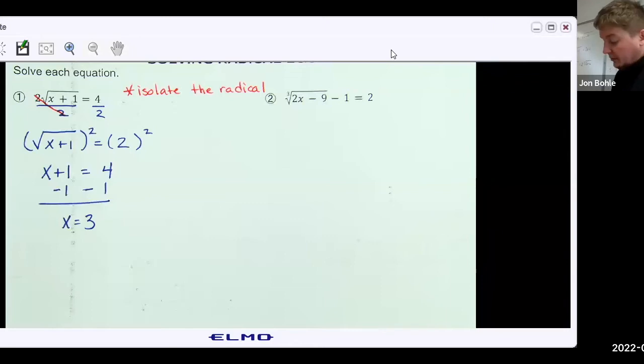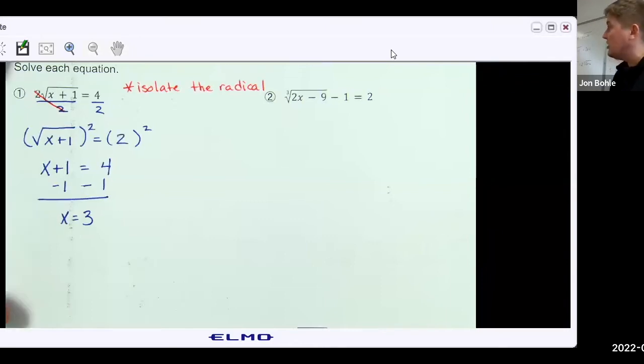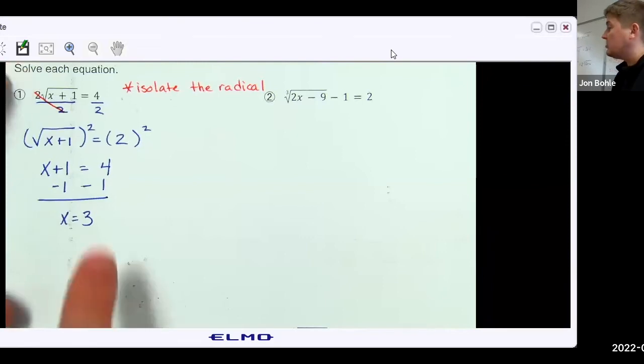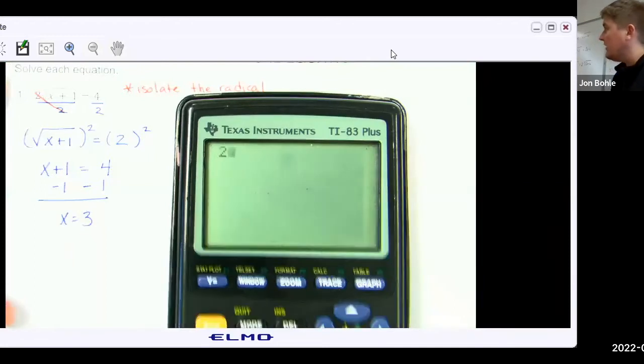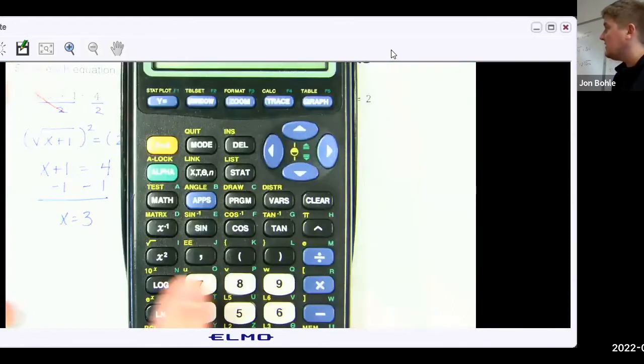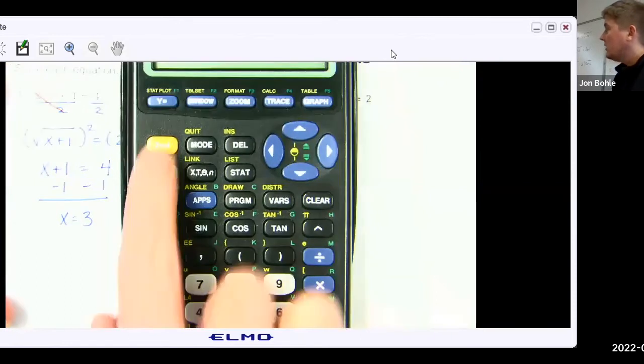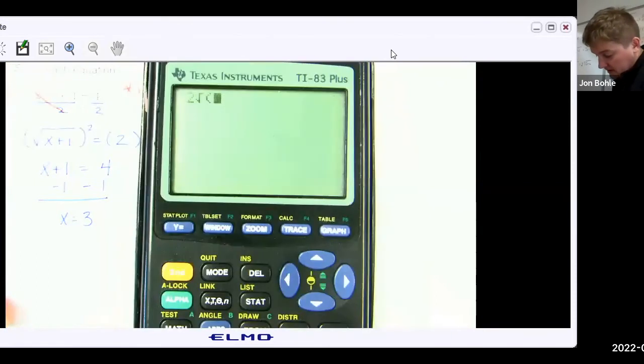So I should be able to plug 3 into this side of the equation and, when I hit enter, I should get 4. So I'm going to take my calculator, clear out whatever's there, and hit 2. And remember, to get the square root button right there, you have to hit second, x squared. And then what number is replacing x?